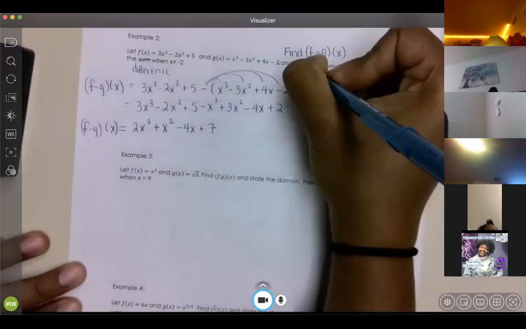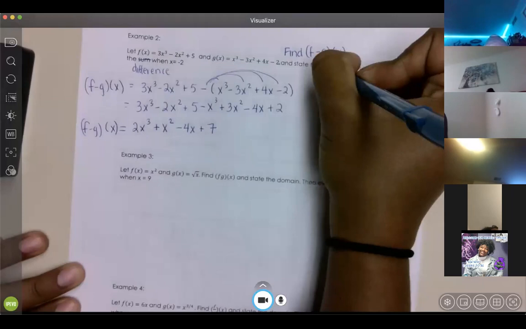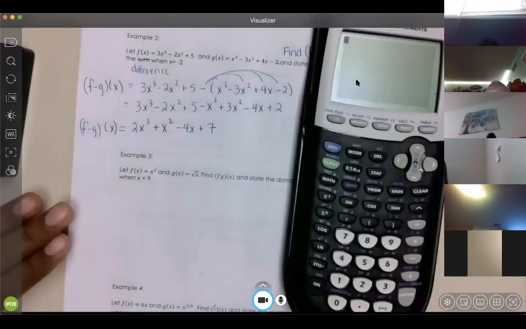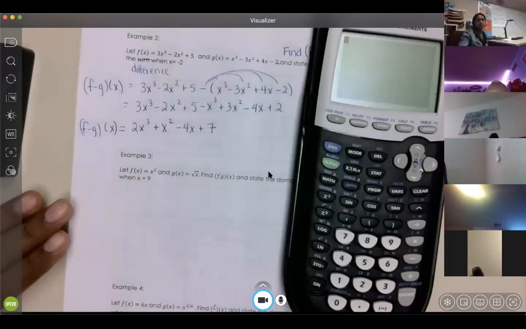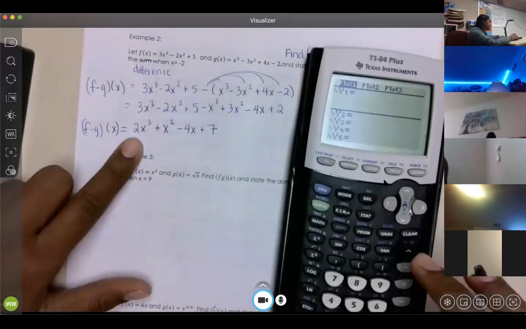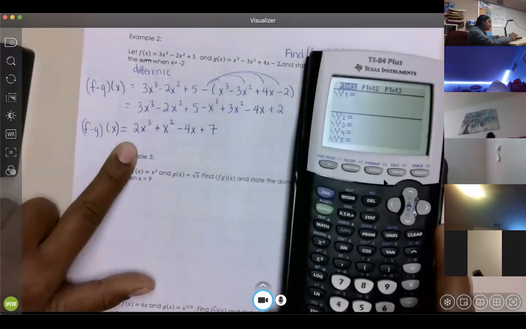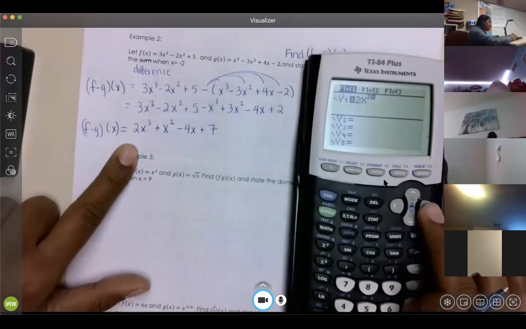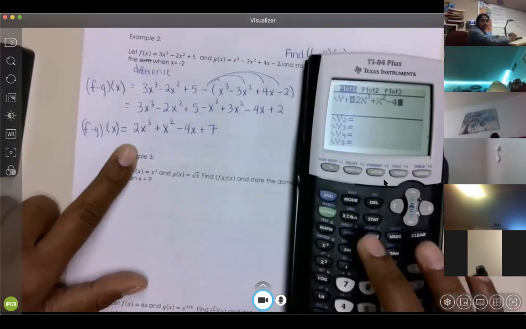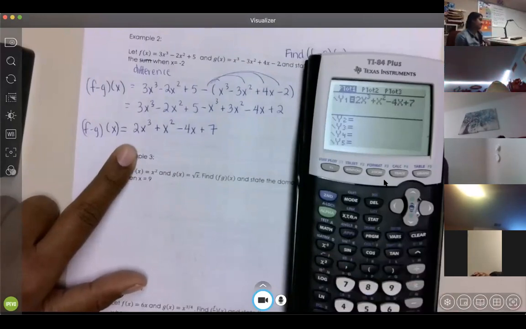All right, now we got to find the domain. So I'm going to go ahead and put this in my graphing calculator, and then I'm going to call on someone to help me find the domain. Where are all our friends going? Come back. All right, so we've got y equals, so clear that old equation and plug in the new one: 2x cubed plus x squared minus 4x plus 7. And then we're going to graph it.